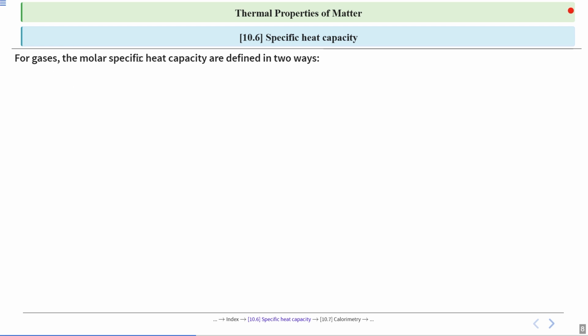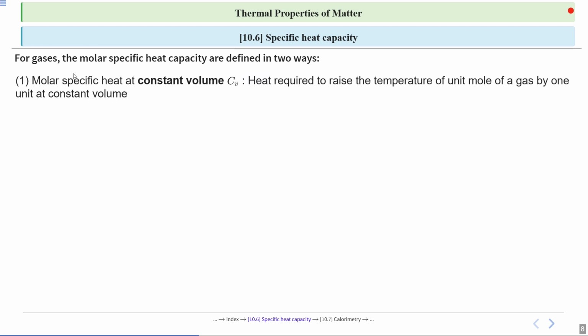For gases, the molar specific heat capacity is defined in two ways. First is molar specific heat at constant volume, denoted by Cv. So here volume is constant. So we can say molar heat capacity at constant volume is the heat required to raise the temperature of one unit mole of a gas by 1 unit at a constant volume.